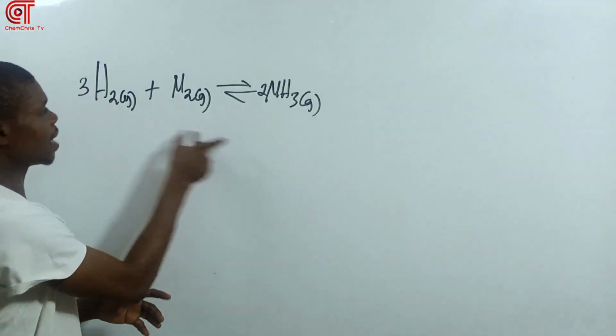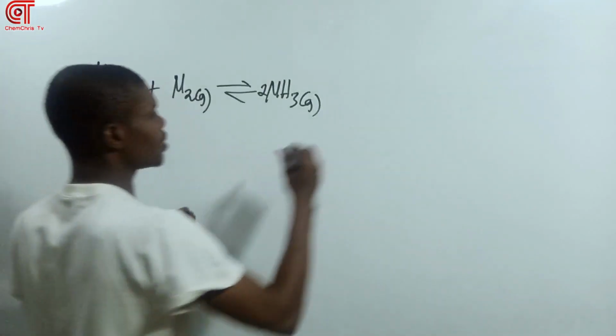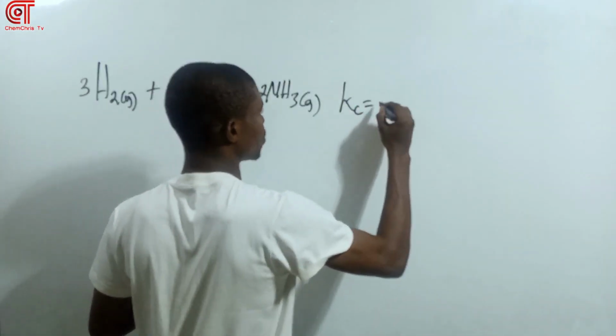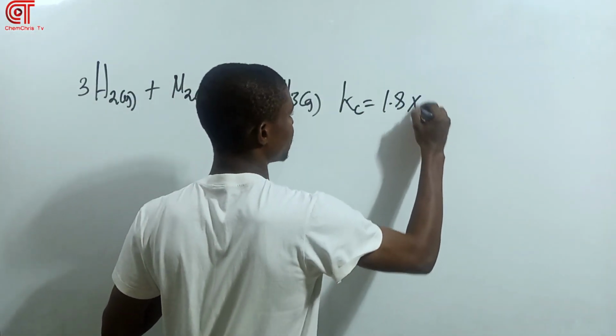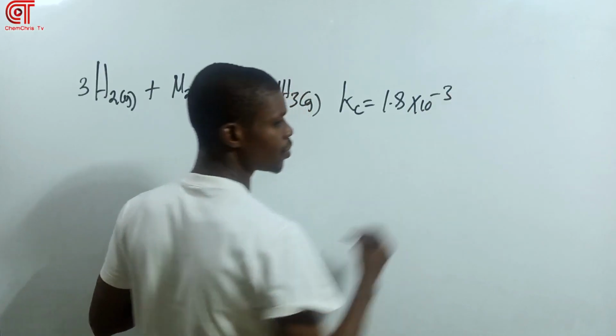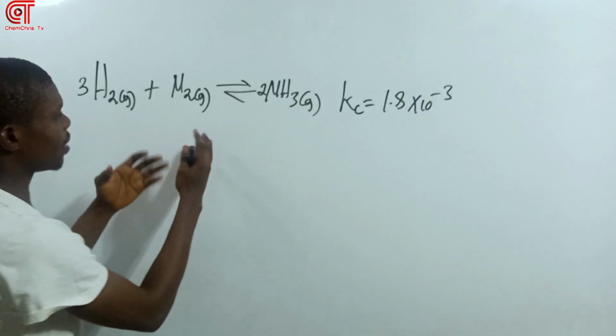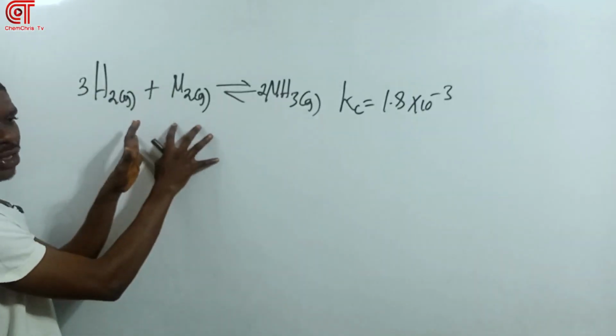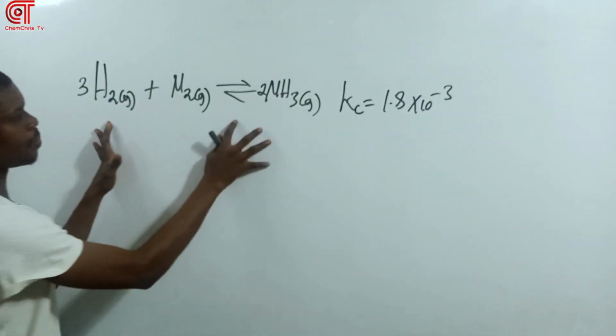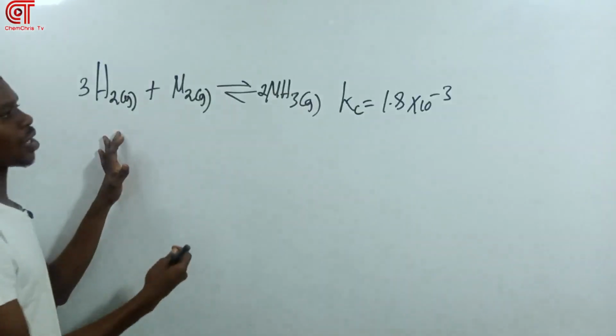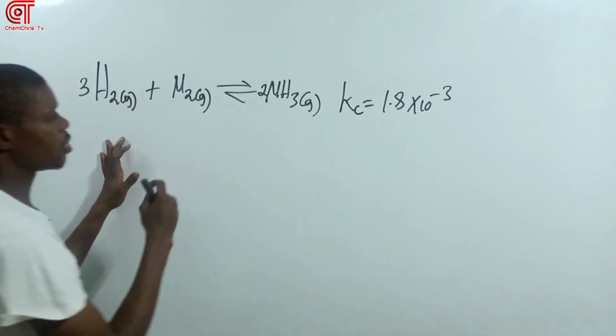So, for example, here we have this reaction, the Kc of this reaction is 1.8 exponential minus 3. It's okay. Now, there are various ways you can rewrite this reaction here. You get that this reaction is balanced.